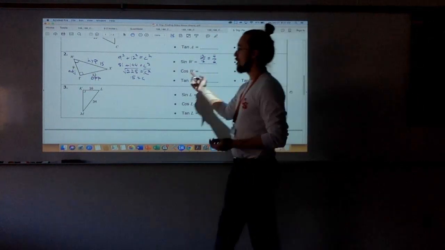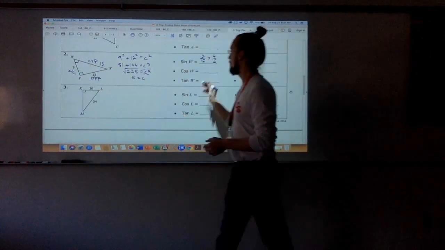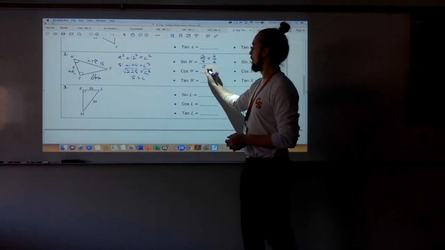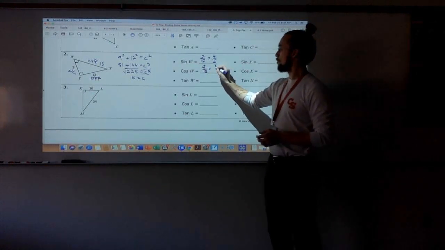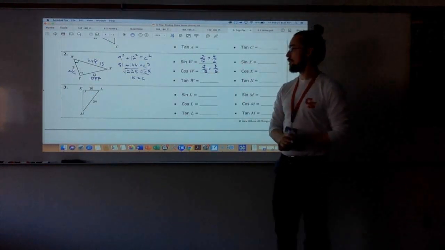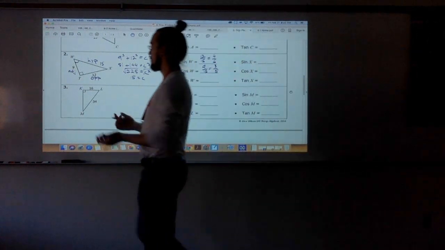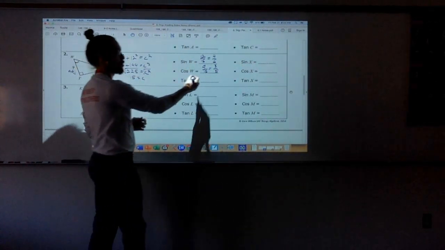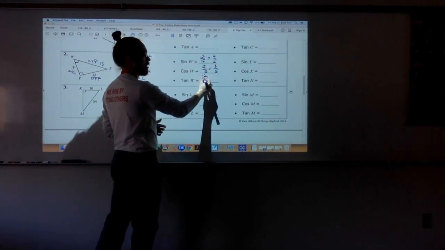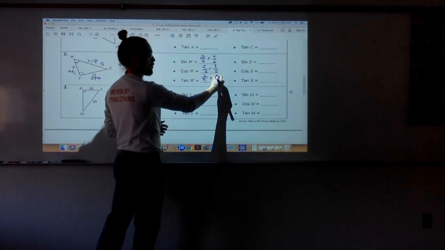For cosine, adjacent over hypotenuse would be 9 over 15. And again, we can reduce that to 3 over 5. Tangent of W, opposite over adjacent, 12 over 9, which we can reduce to 4 over 3.